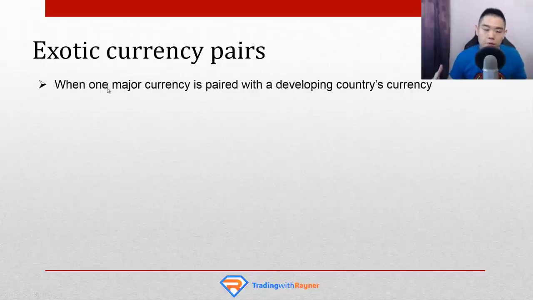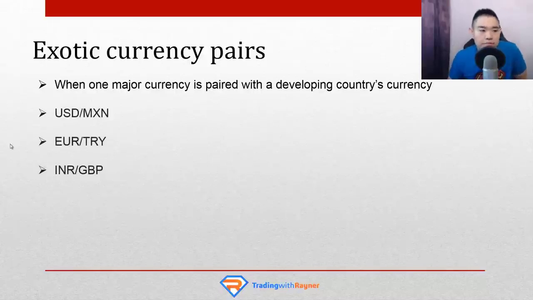And finally, the last type of currency pairs that we have is the exotic currency pairs. This is when one major currency is paired with a developing country's currency. So for example, US dollar against the Mexican peso. US dollar is a major currency, and Mexican peso is a developing country's currency. So again, this meets the requirement: one major currency is paired with a developing country's currency.